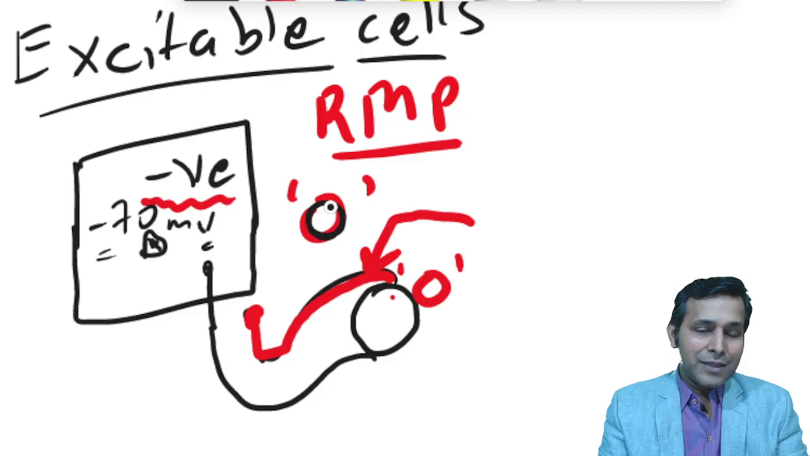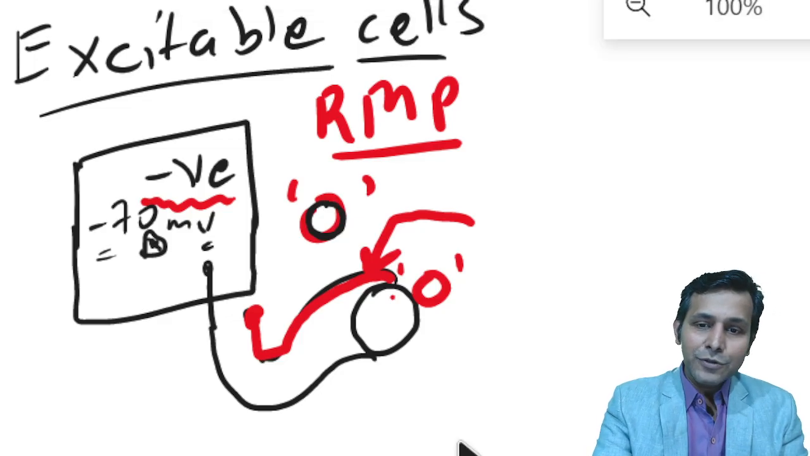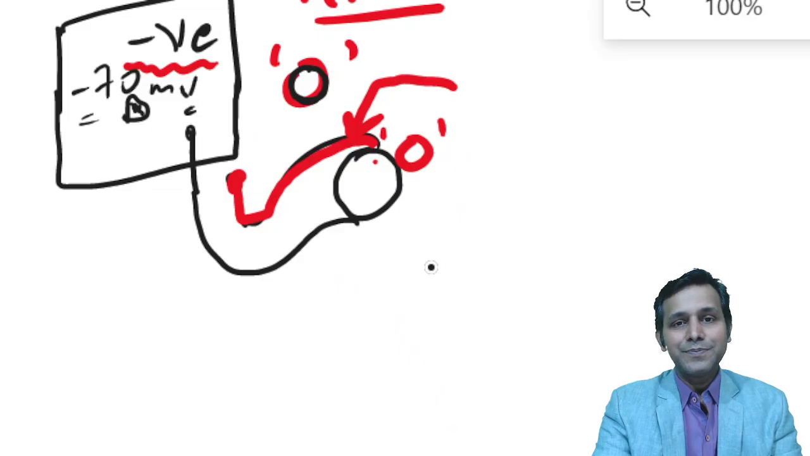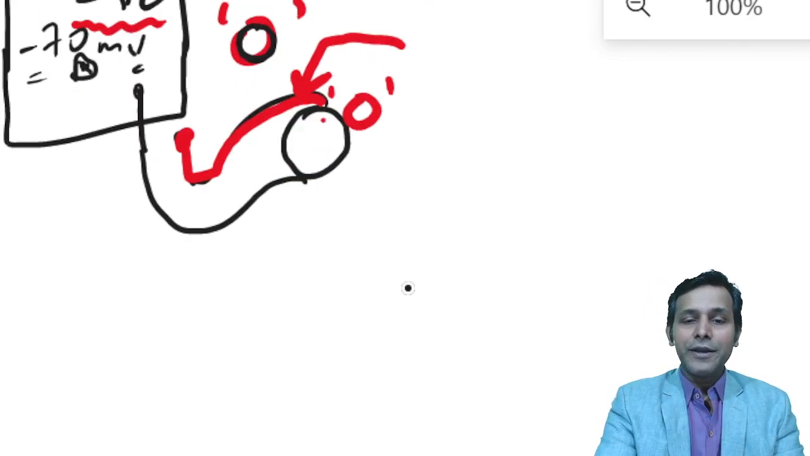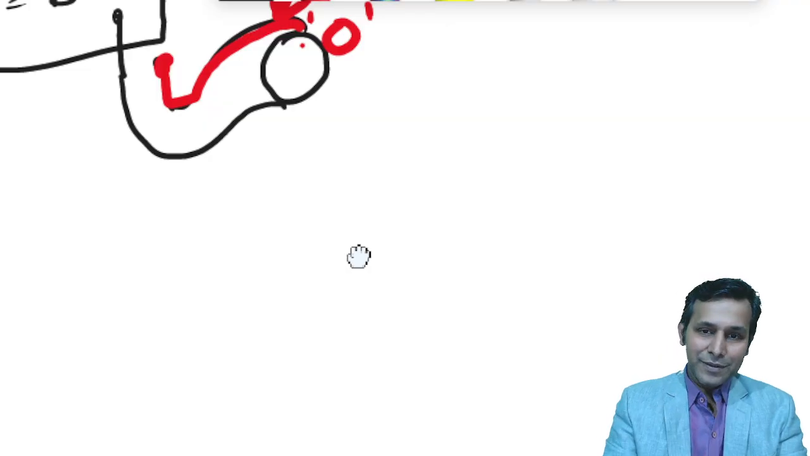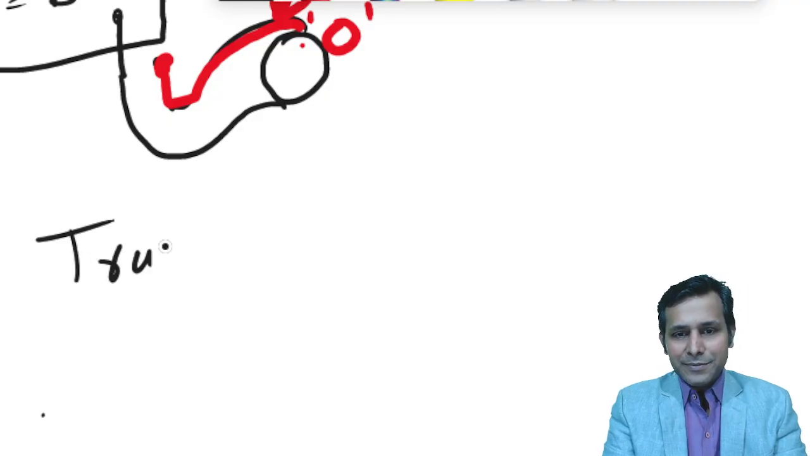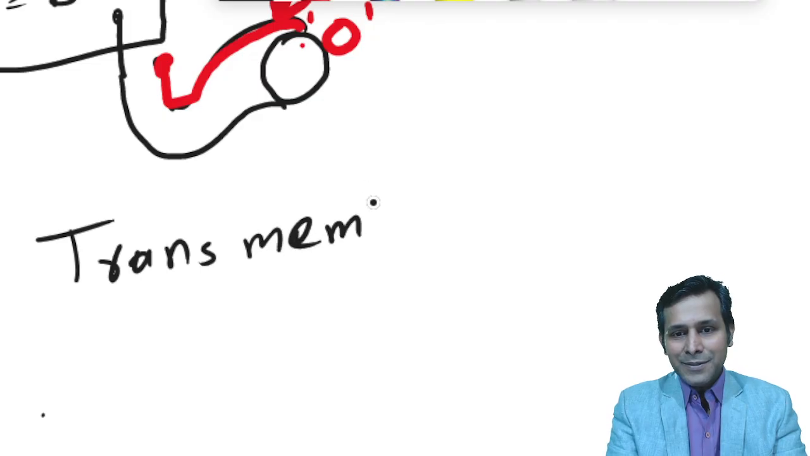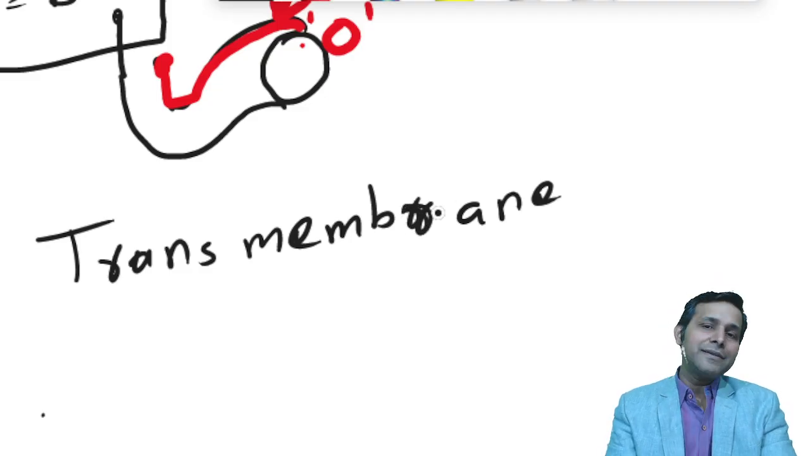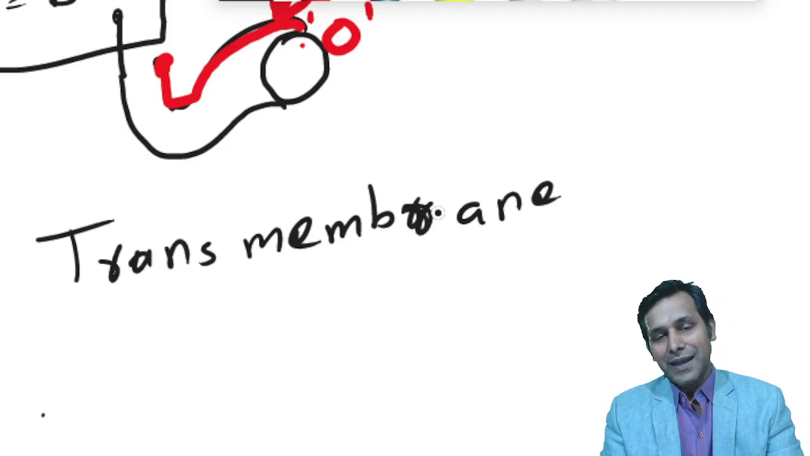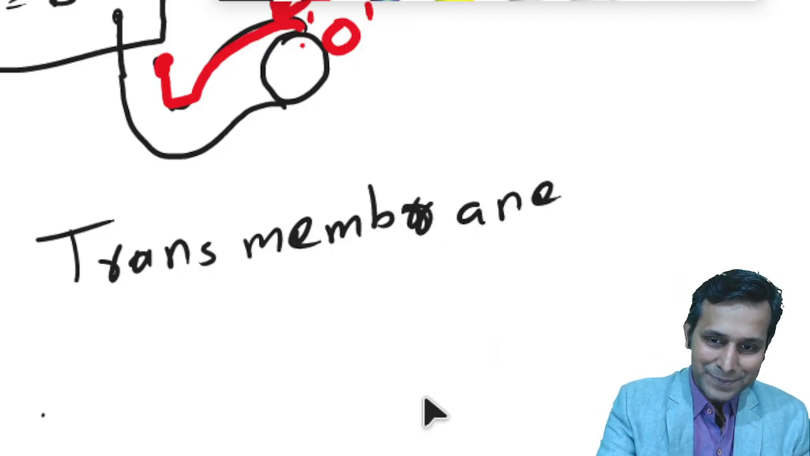Now, there are always certain exceptions. There is one more exception here, and that is if we use the word transmembrane gradient. Transmembrane gradient is quite different from RMP. If I use the word transmembrane gradient, then the situation changes quite a bit, and RMP here is also going to be different. How? Let us see.